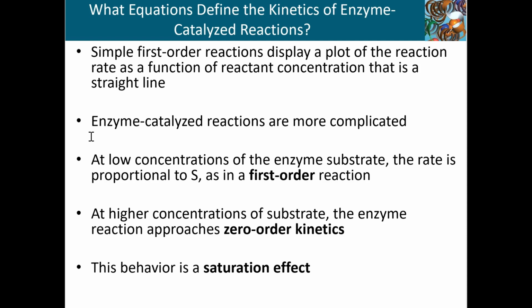What's important to distinguish for enzymes is that at low concentrations of the enzyme and substrate, the rate is proportional to the substrate, just like in a first-order reaction. But at high concentrations, the enzyme reaction approaches a zero-order kinetic because of saturation. Because the enzyme only has so many sites which the substrate can interact with. So you reach a point where the limiting factor is the concentration of the enzyme. And therefore, the concentration of the substrate no longer matters after a certain point.